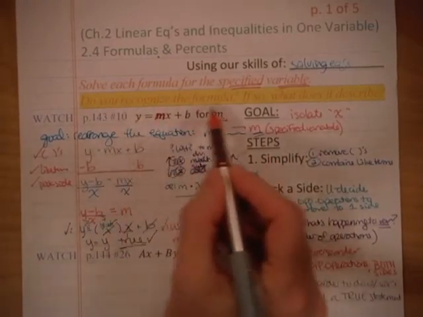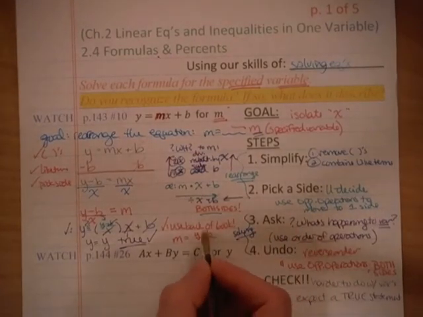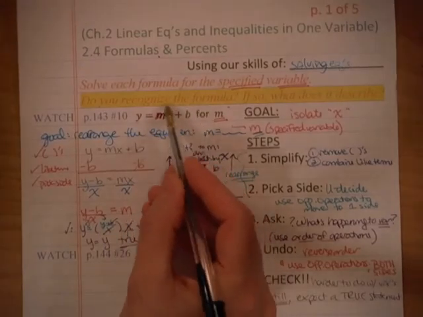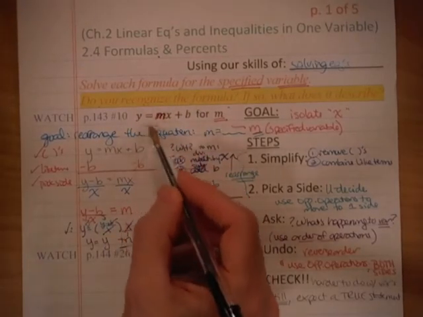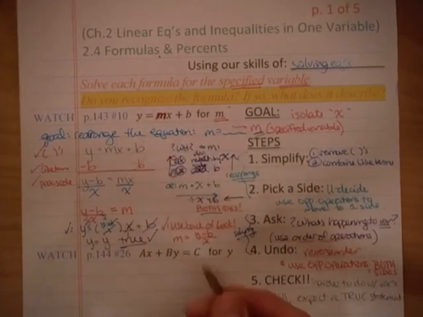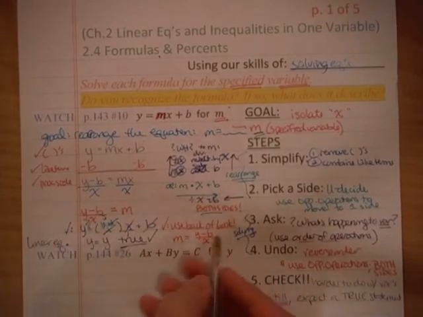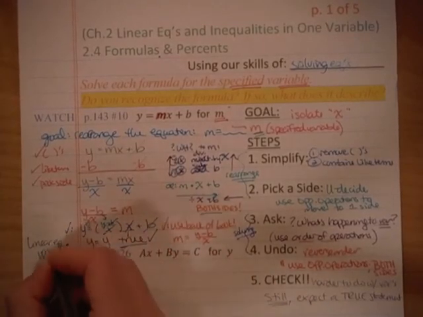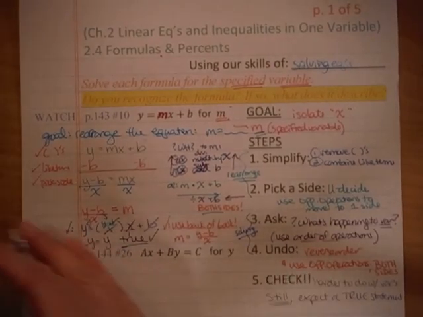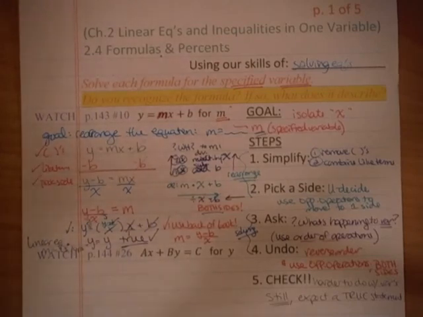And of course they asked us, do you recognize the formula? If so, what does it describe? This one may not be as familiar, but hopefully the first one maybe rings a couple bells. If not, this will be your friend by the end of this term. This is a linear equation, and m here represents slope, the slant or the rise over run, the climb or descent of that line. So that's what that one represents.